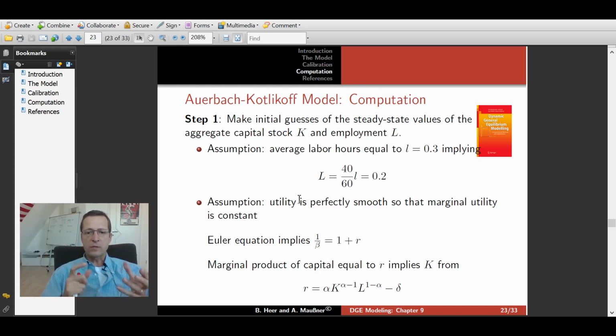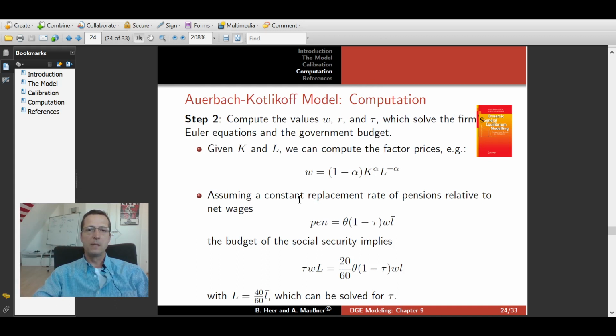And since the real interest rate r is equal to the marginal product of capital minus depreciation, according to the first order condition of the firm, we can compute K from this equation. So we have r, alpha, L, and delta, so it's no problem to compute K, and K is going to be close to 1, so it's going to be 0.9 something. In the next step, we compute the factor prices W and r that are implied by these numbers. So we already got r. W is the marginal product of labor, so W is equal to 1 minus alpha times K to the power alpha, L to the power 1 minus alpha.